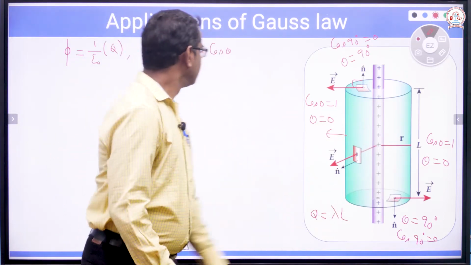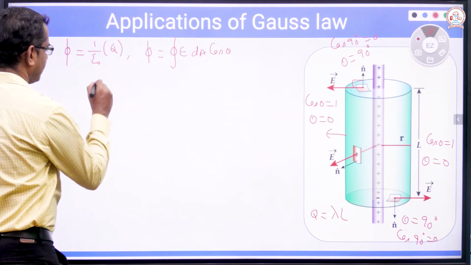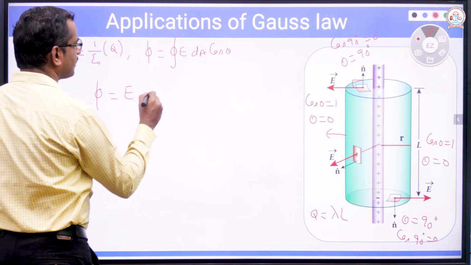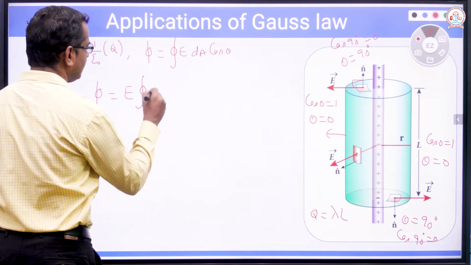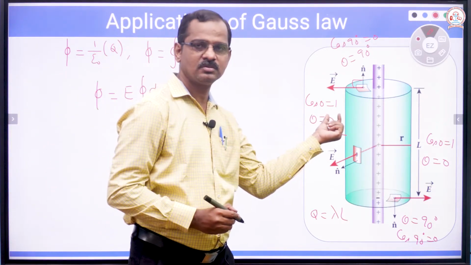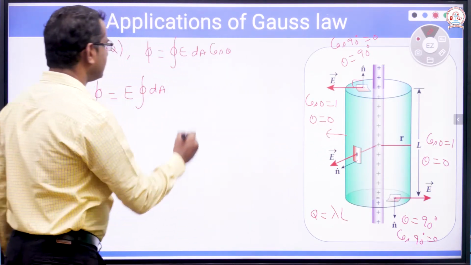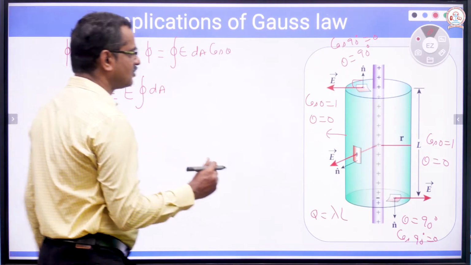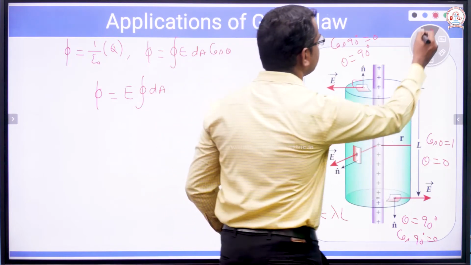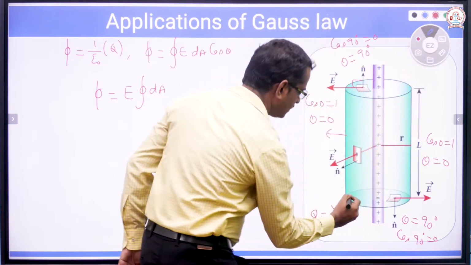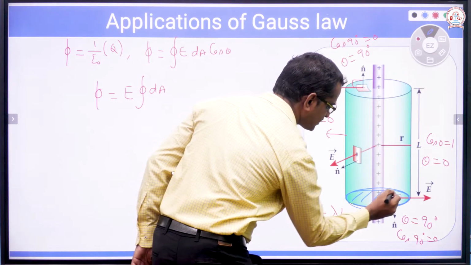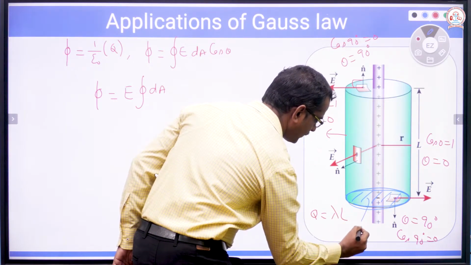Then if you just find out this, phi is equal to electric field E, closed integral of E dA cos theta, where cos theta has value 1, that we notice. Then integral dA, that is the curved surface area for a cylinder like this. Okay, the bottom surface will be pi r square, isn't it?